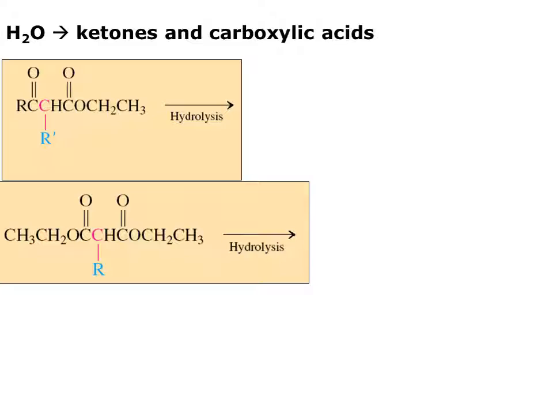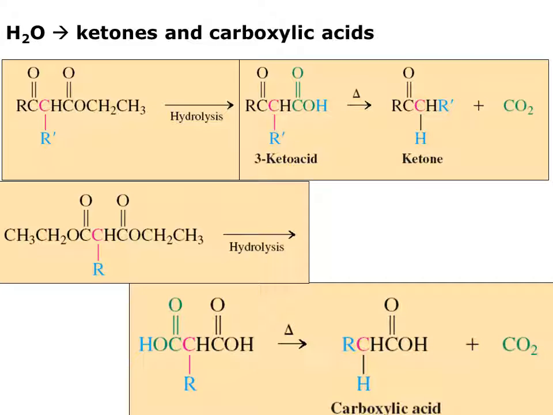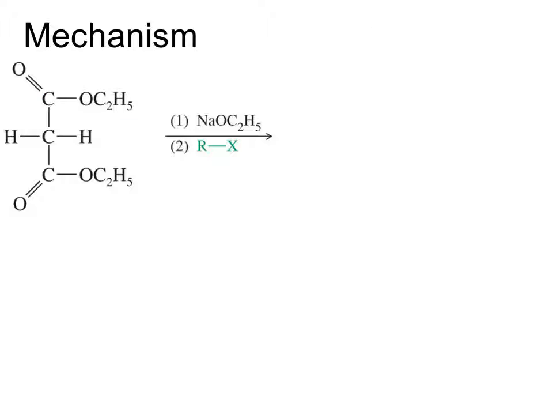If we use water with a dicarbonyl compound, you should remember that water hydrolysis of esters gives us acids. These acids that form with beta-dicarbonyl compounds allow for decarboxylation. So if you had an ester in a beta-dicarbonyl product, you'd end up getting a ketone. If you had a diester, you would end up getting an acid. Let's go through this mechanism.